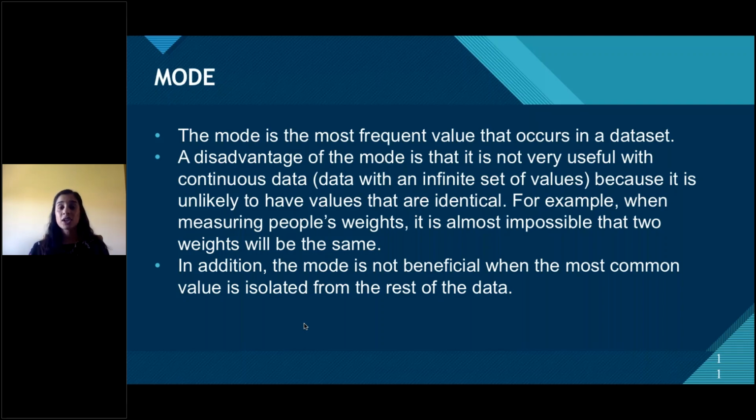Also, the mode is not beneficial when the most common value is isolated from the rest of the data. So for example, if you have a mode of a value of 2, but there are more readings, more data showing values in the 20 to 30 range, the mode would not be an accurate representation. So those are some of the drawbacks of using the mode as a measure.